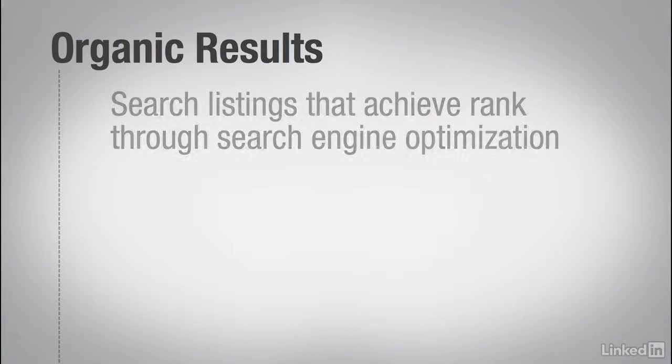And finally, let's look at an organic result. When you conduct a search on, say, Google, you have 2 types of results. Paid results, which are typically the first couple of links and a handful of links on the right sidebar, and organic listings, which are not paid and instead achieve their rank through search engine optimization.